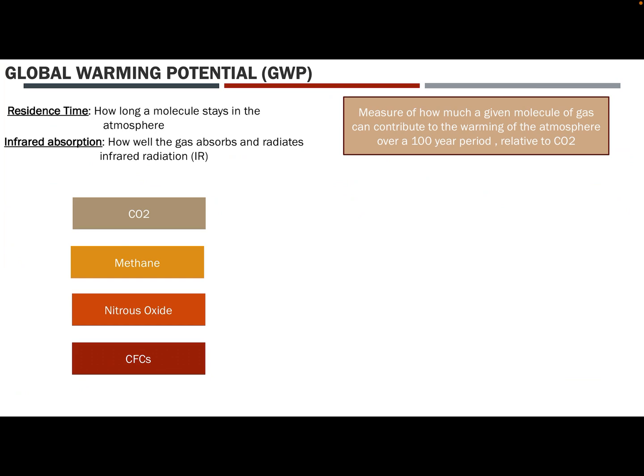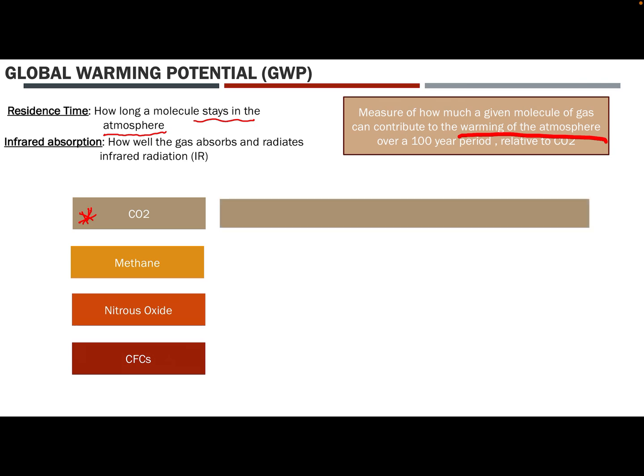So global warming potential. This is a measure of how much a given molecule of gas contributes to the warming of the atmosphere. And this is based on a 100-year period using CO2 as our standard. So we base the others off of how they compare to CO2. To compare them, we use the residence time, how long they stay in the atmosphere, and then the infrared absorption. How well do they absorb and radiate infrared radiation, which is that lower wavelength light energy that produces heat.